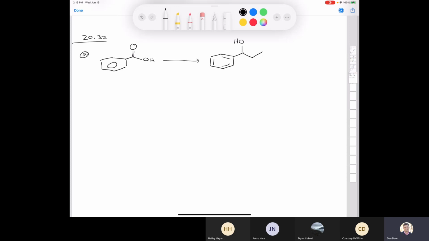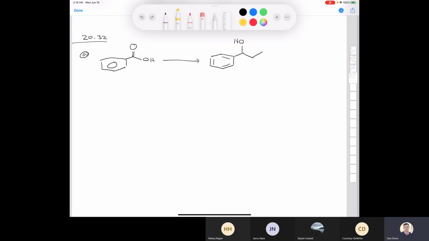All right, question 20.32 simply asks us to provide the reagents for these transformations. So the first one, we're going from benzoic acid, and we want to make this secondary alcohol here.